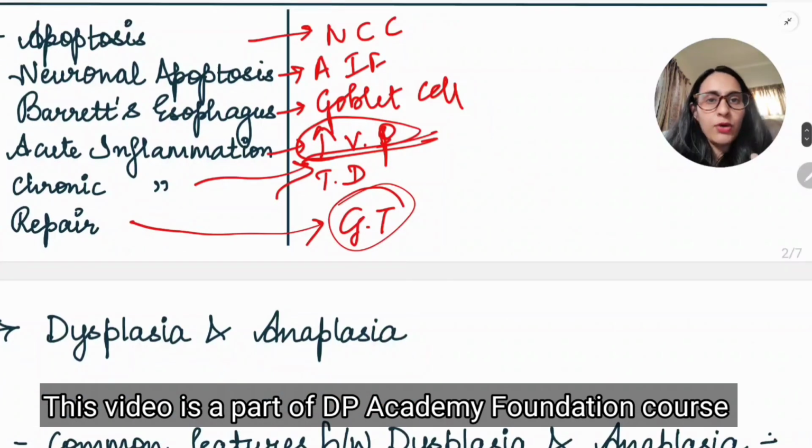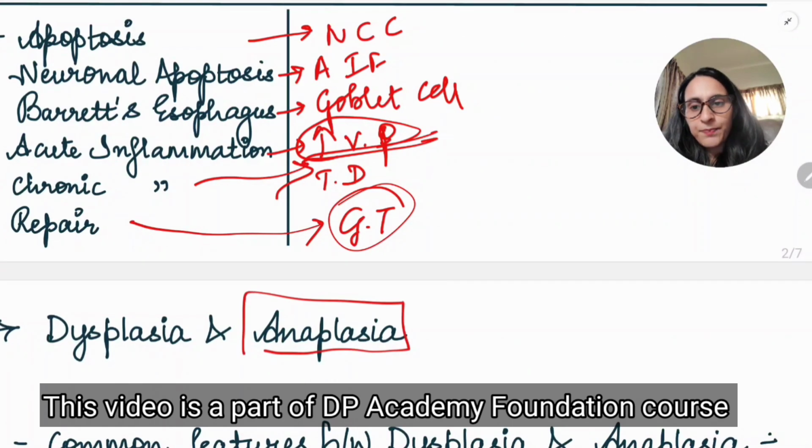So let's talk about the topic back again. That is, we are talking about anaplasia. We have a term that is dysplasia, which we have studied in the previous parts of the general pathology lectures. What is the difference between dysplasia and anaplasia?